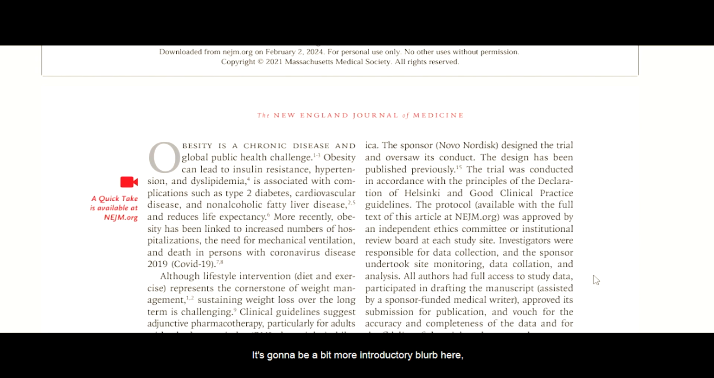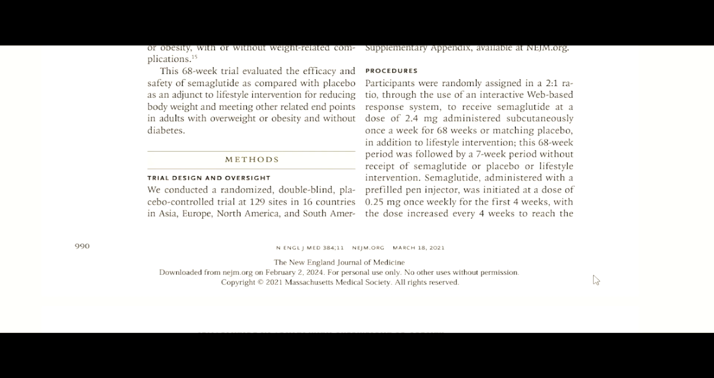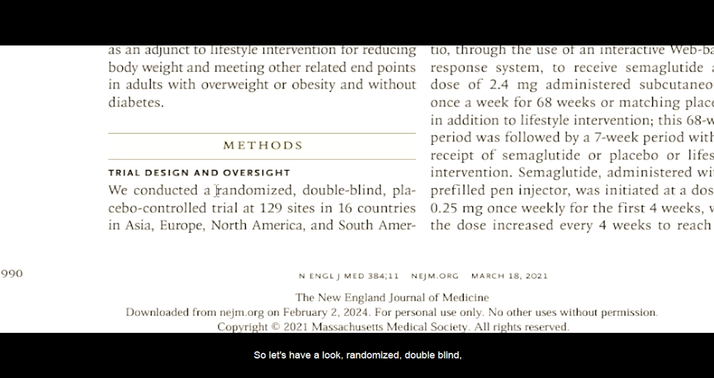It's going to be a bit more introductory blurb here, but I'm going to delve right into the method. And this is arguably one of the most important parts to read because it will tell you a lot about the patients who were recruited, inclusion criteria, exclusion criteria. It will really give you insight into potentially how biased this trial is. So let's have a look.